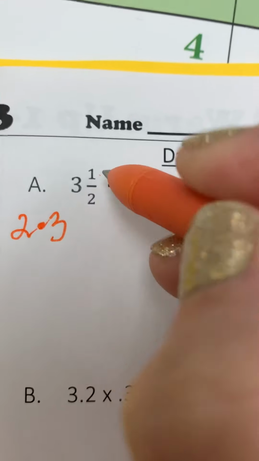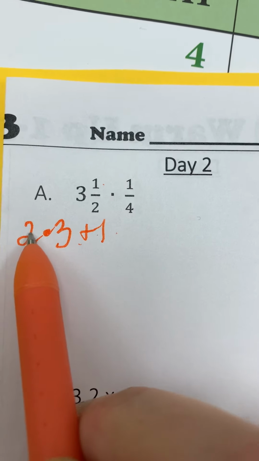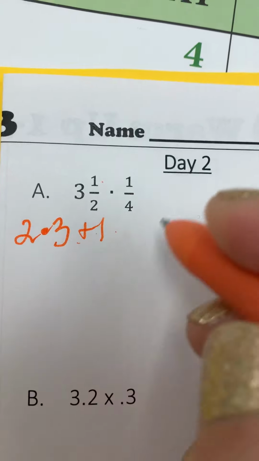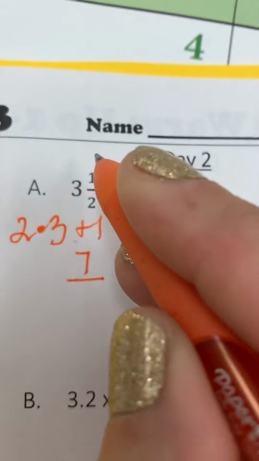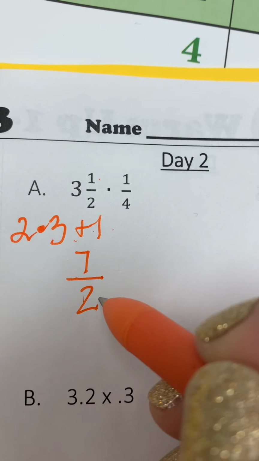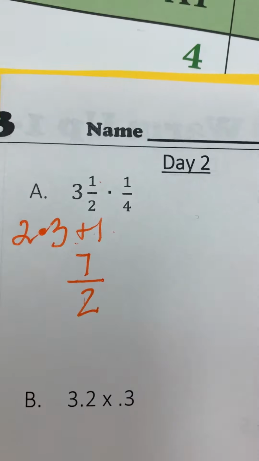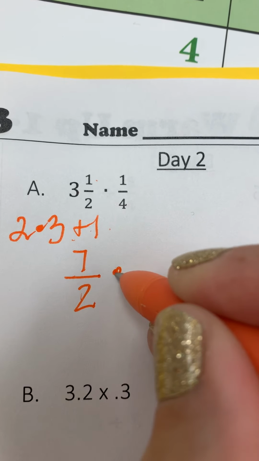Okay, and then you add the numerator. Order of operations says multiply first, then add. 2 times 3 is 6, plus 1 is 7. So that's my numerator now, and then my denominator stays the same, it's a 2. So 3 1/2 becomes 7 halves. Again, I did denominator times the whole number, added the numerator, and now I can times it by 1/4.